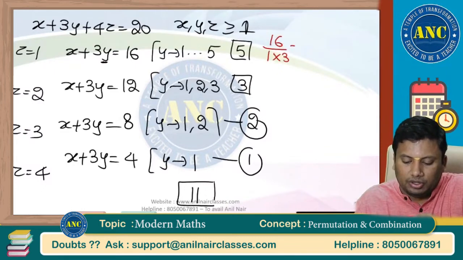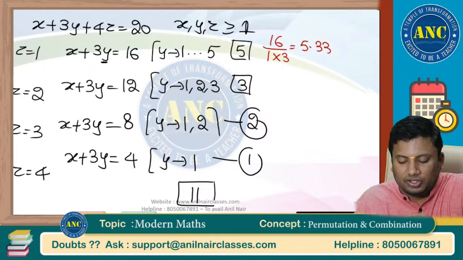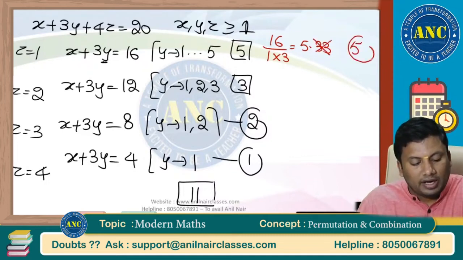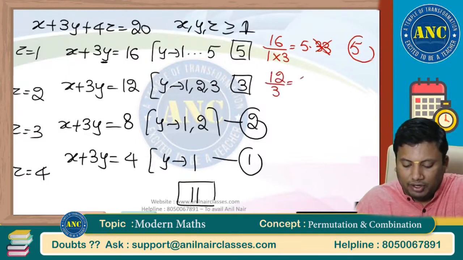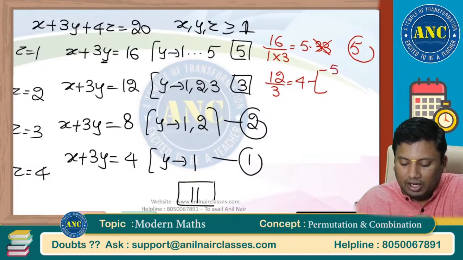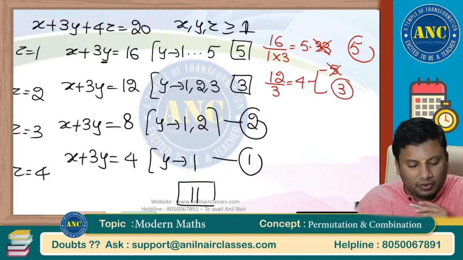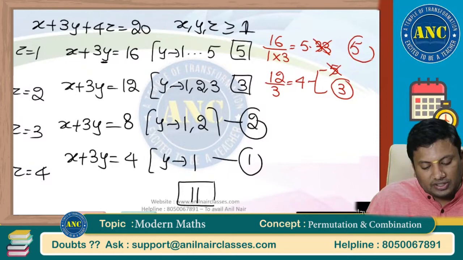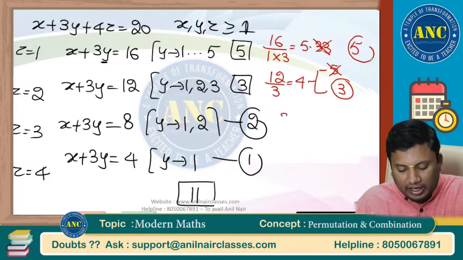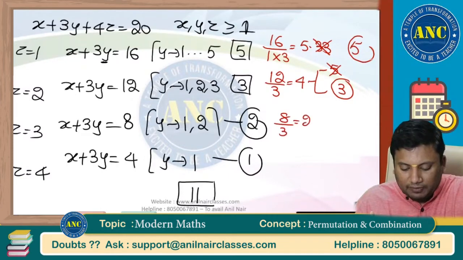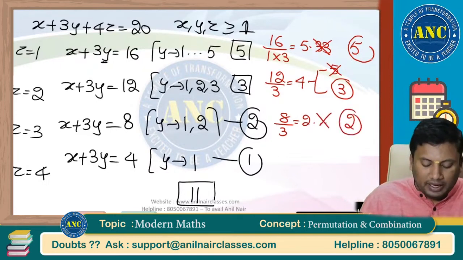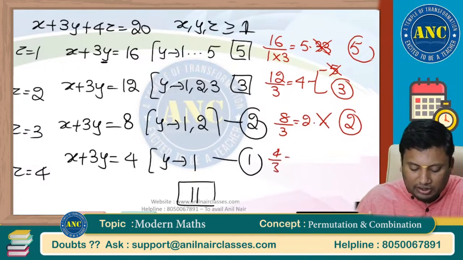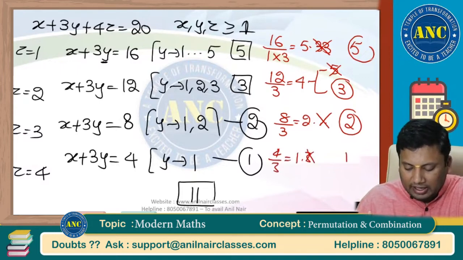16 by 1 into 3, 5.33. Positive I require. So 5 will be the answer. 1 is a factor of 12, 3 is a factor of 12. 12 by 3, 4 gaps are there. 5 will be non-negative, 3 will be positive. Answer is 3. x plus 3y equals 8. 8 by 3, 2 point something. One of them is a factor. Answer is 2. 4 by 3, which is 1.33. 1 is a factor. Answer is 1.